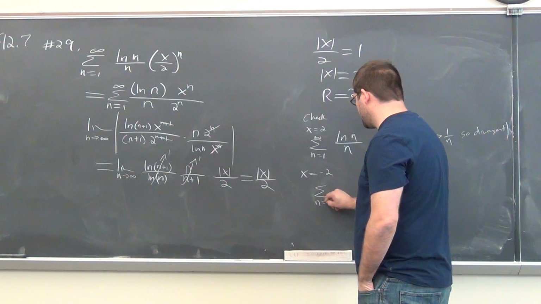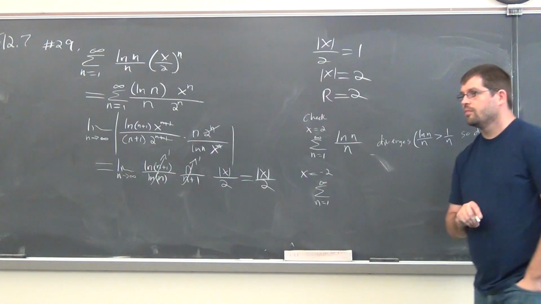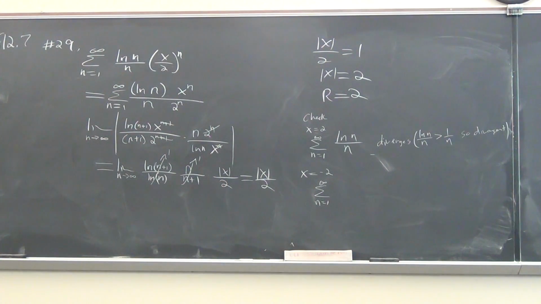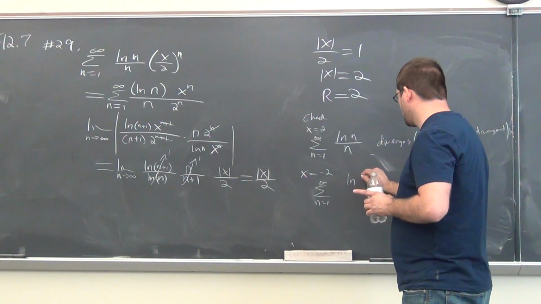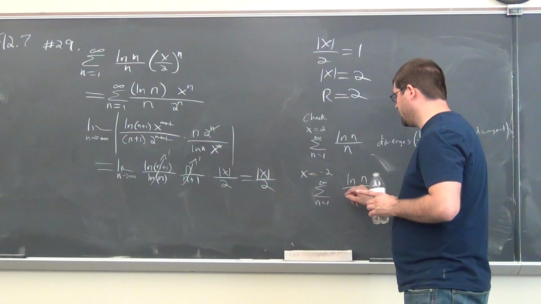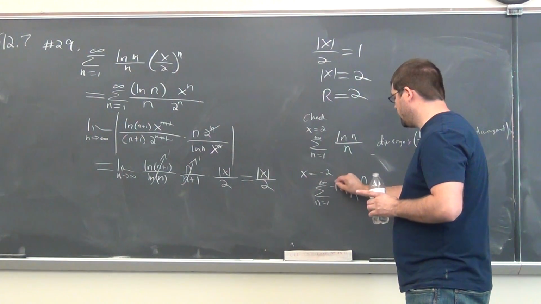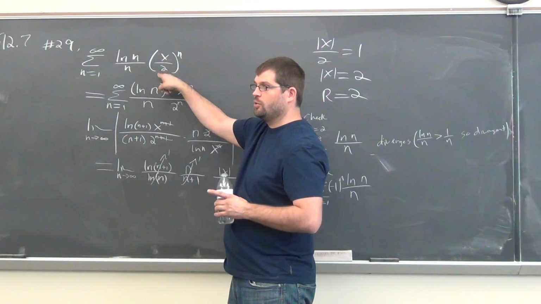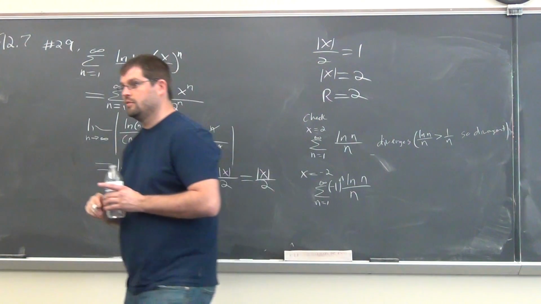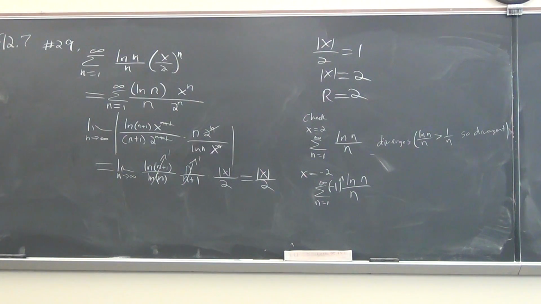What about at negative 2? So what's the difference this time? I plug in negative 2. The equation just becomes natural log n over n, but to the power negative 1 to the n. You put in negative 2, the 2's cancel, and you get negative 1 still being raised to the n. Does that make sense?